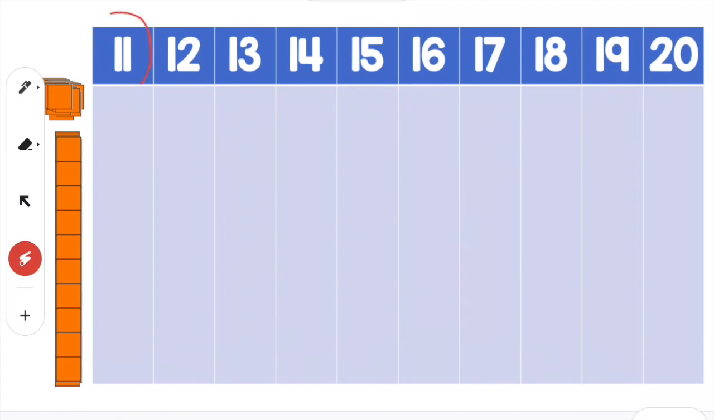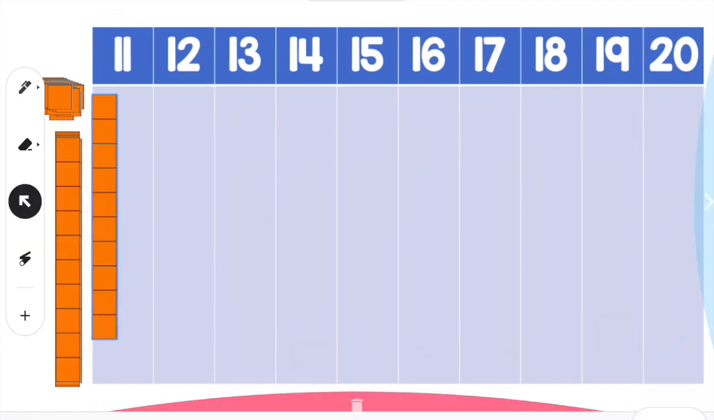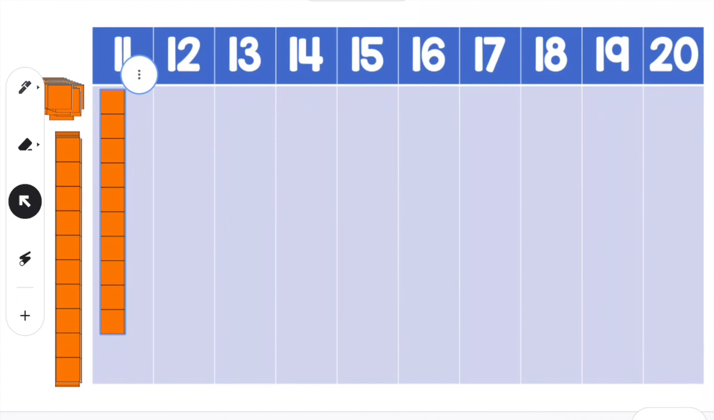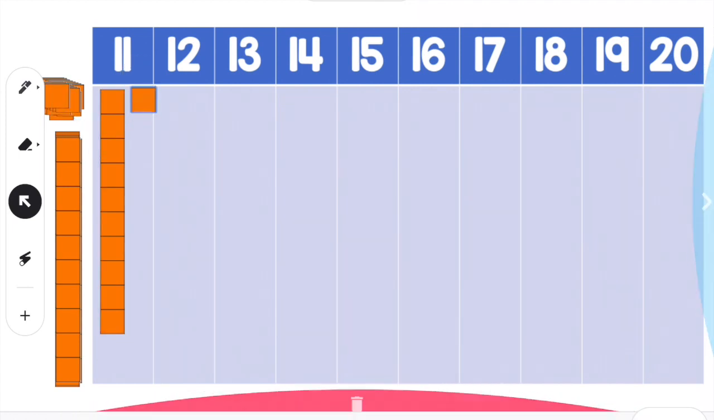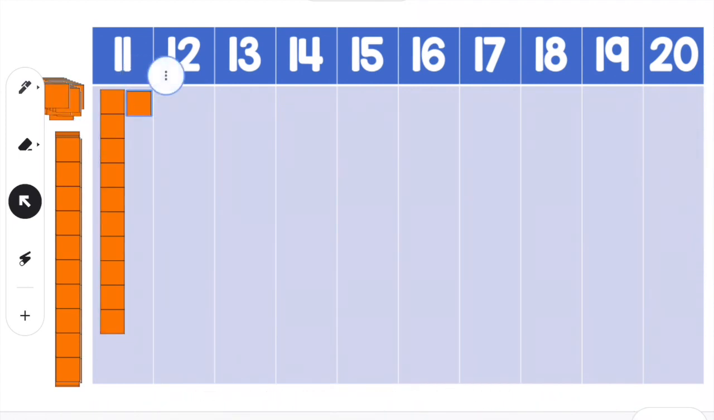What number is this? 11. You're right. I'm going to pull over a 10 group. I don't have to count this 10 group because I know there's already 10 in that group, so I'm just going to keep counting on: 10, 11. Perfect. Got it. Next one.